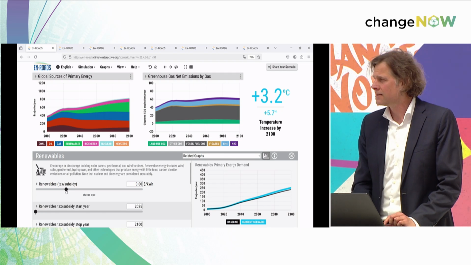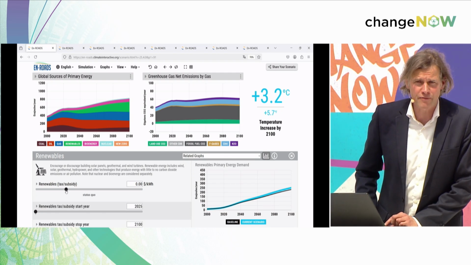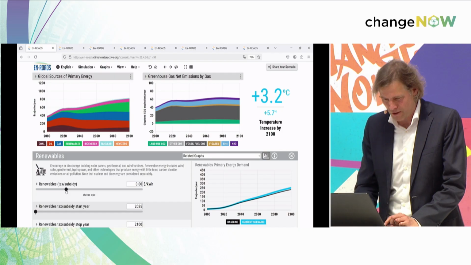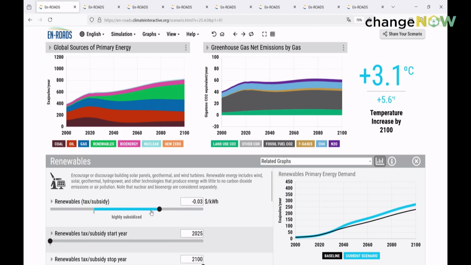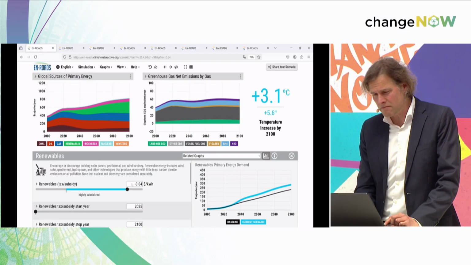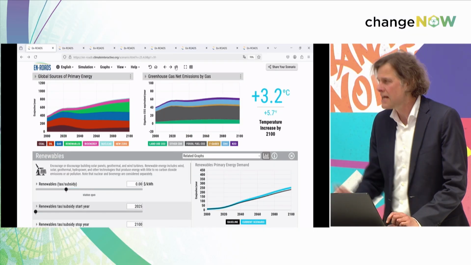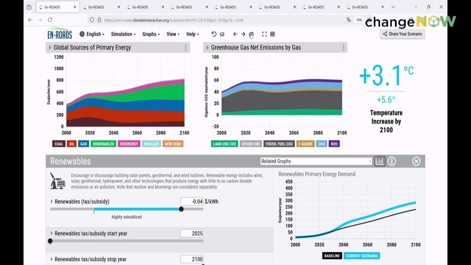Are you ready? I want to hear some noise. Are you ready for these subsidies? Yes, there we go. All right, now we're talking. All right, 2 cents per kilowatt hour. 3, 4. Well, it is already getting cheap, but in total, again, it's only a tenth of a degree.